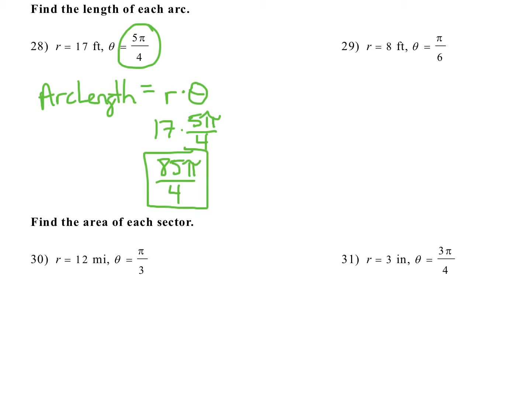For number 29, same thing. So this time we have 8 for our radius times pi over 6 for theta. So that would just be 8 pi over 6, which reduces to 4 pi over 3.